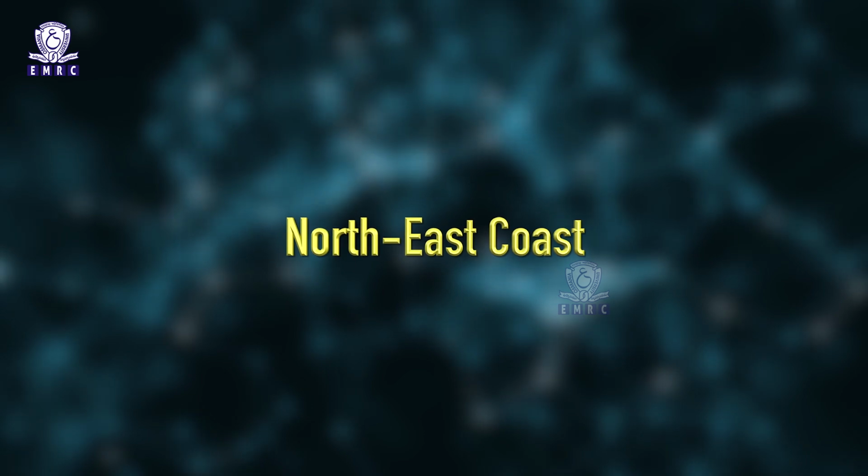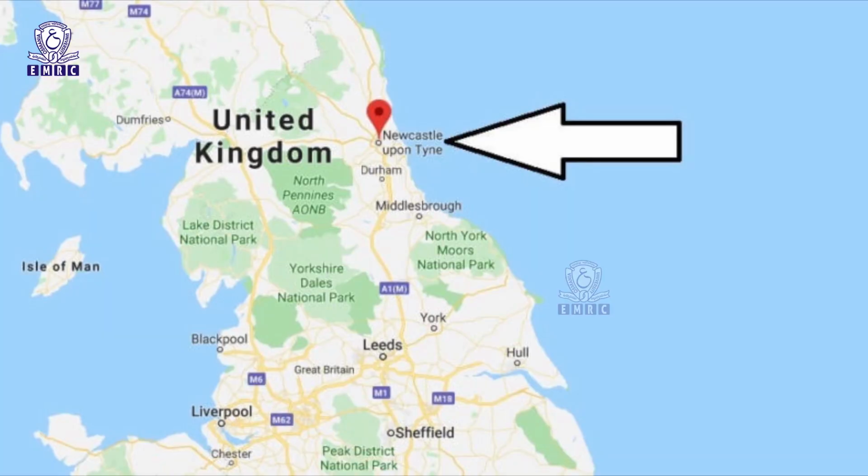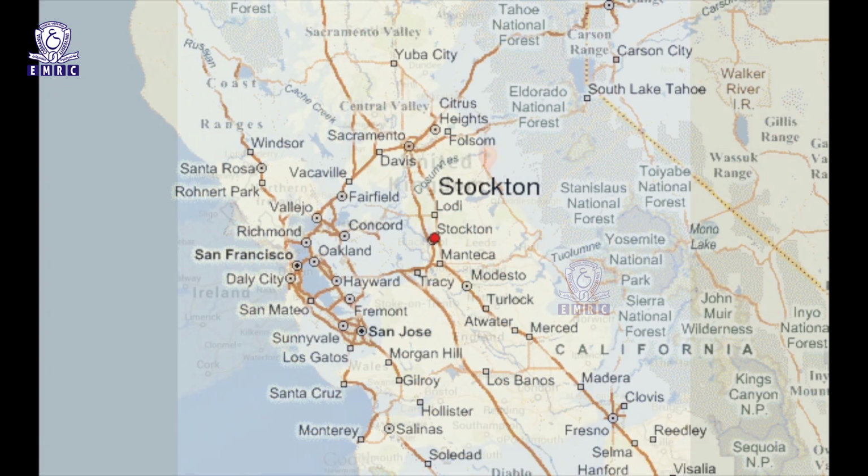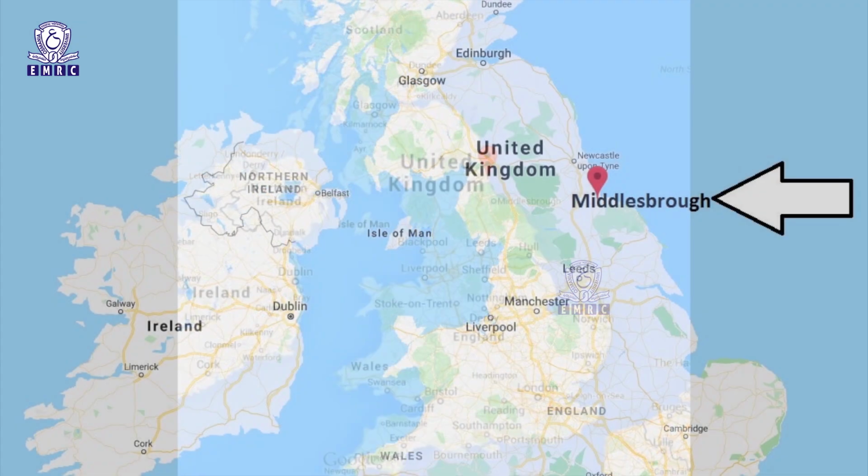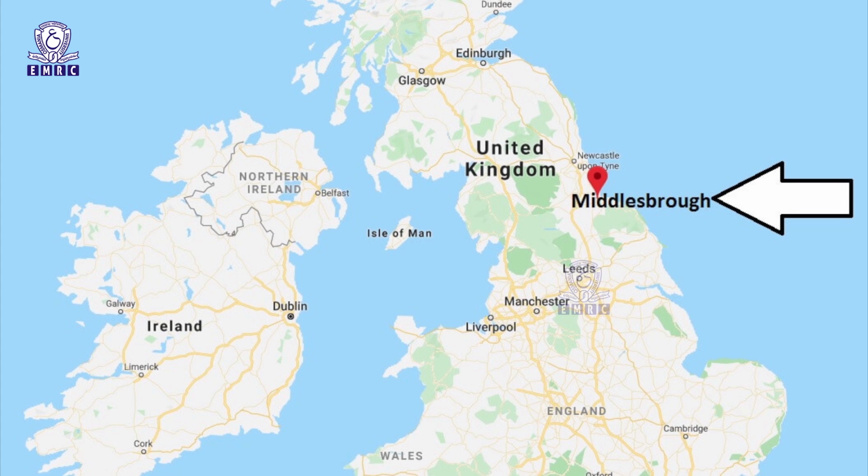The third one is the northeastern region. The northeast coast industrial region contributes heavy industrial output. The major centers of industrial production in the northeast coast are Newcastle, Stockton, Sunderland, Middlesbrough, etc. These areas were once developed as major iron and steel centers in Britain.